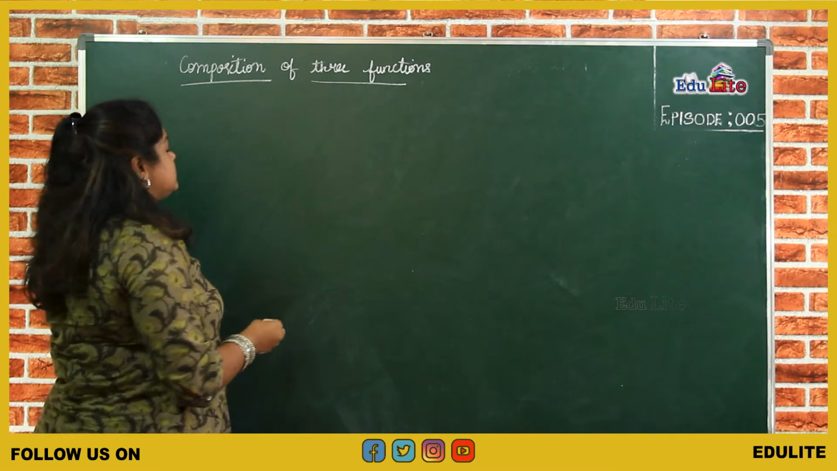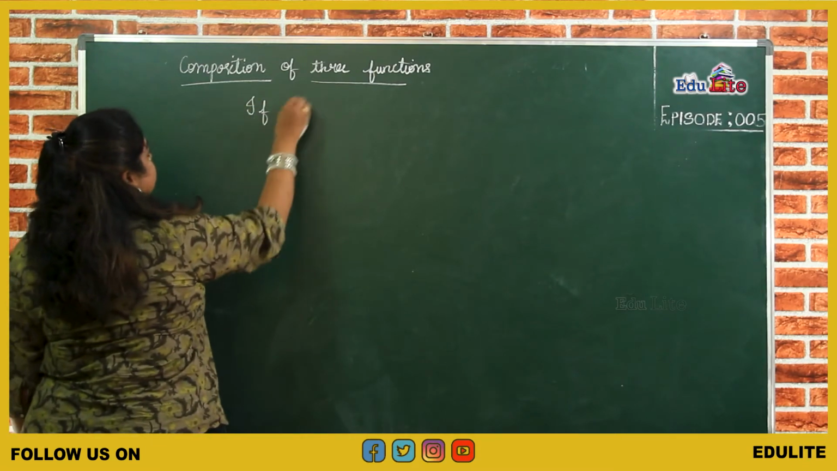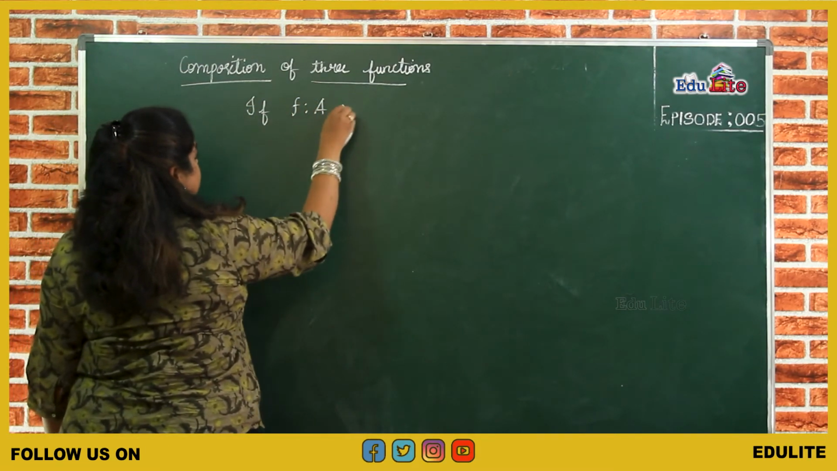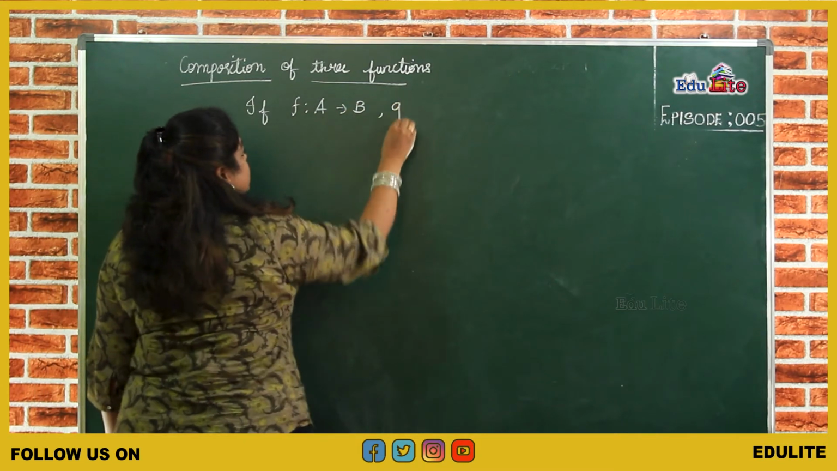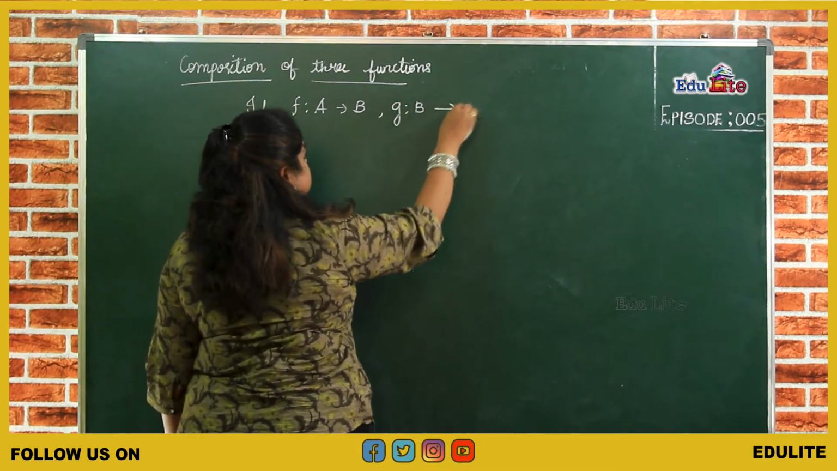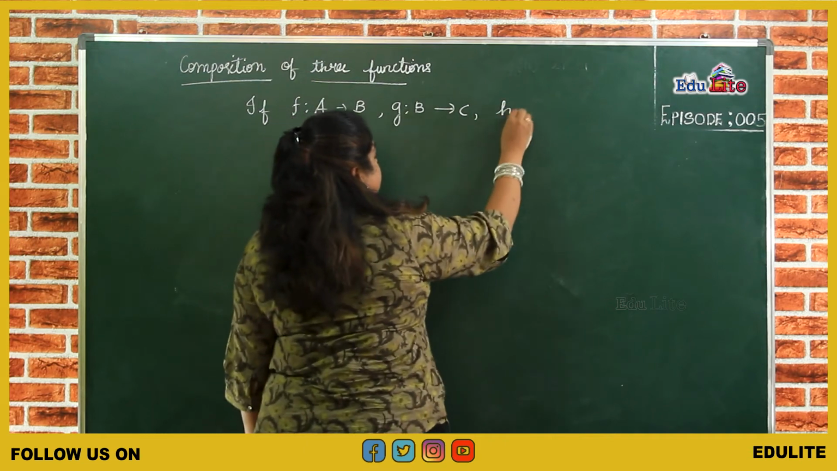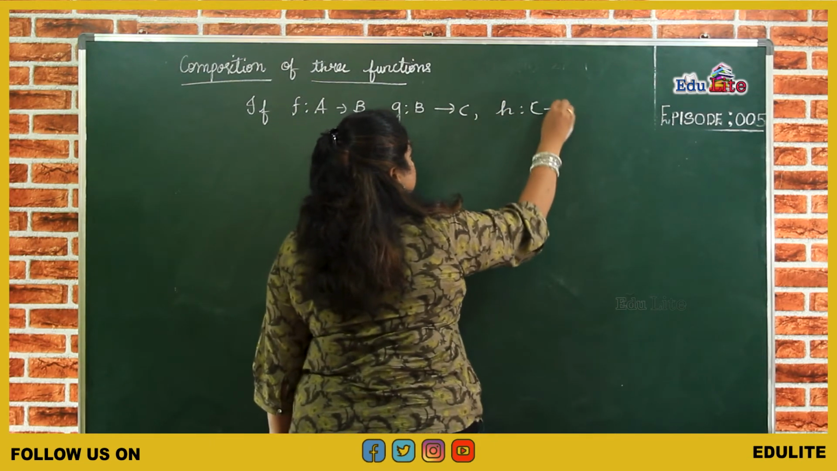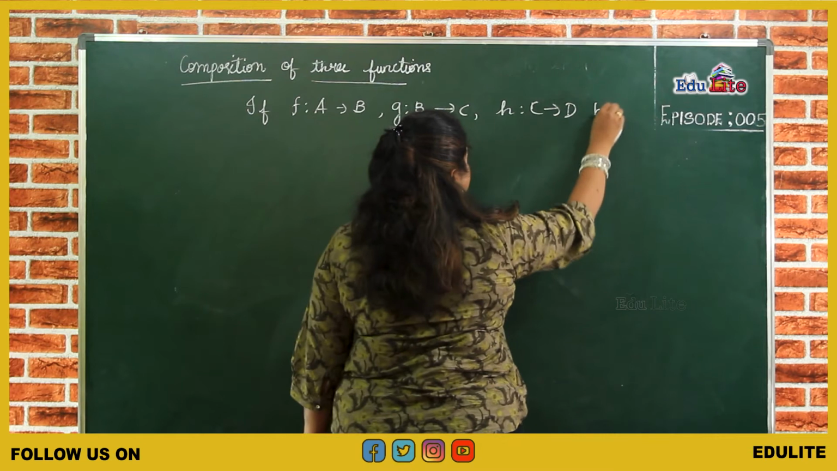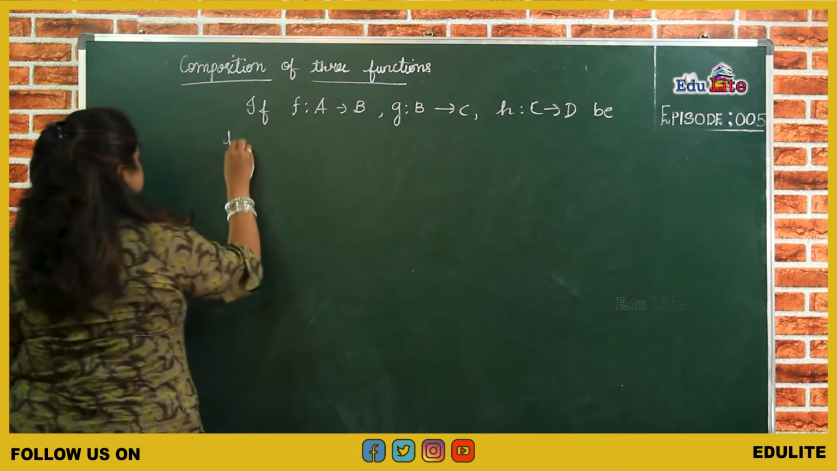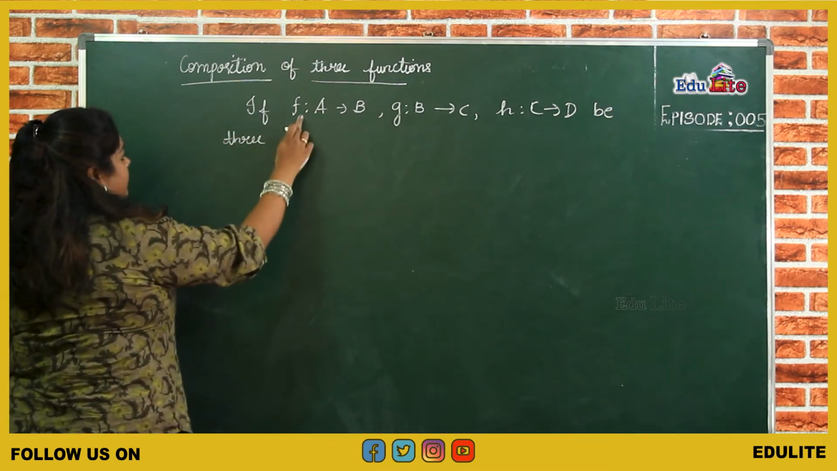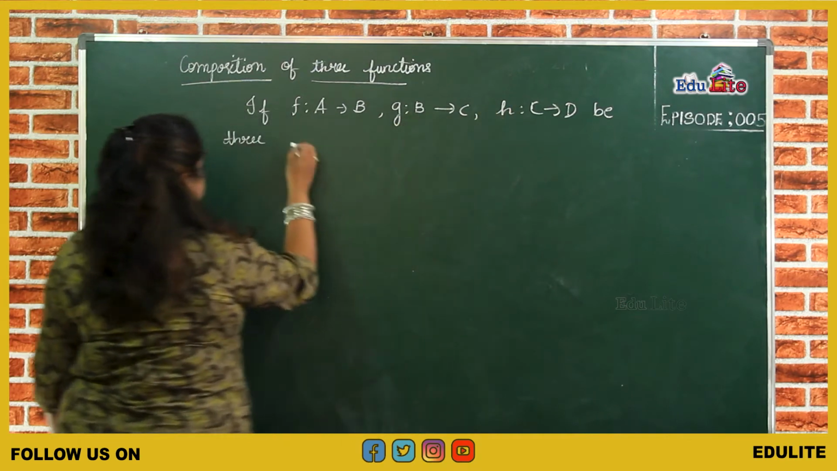Composition of three functions is defined as: if f is a mapping from A to B, g is a mapping from B to C, and h is a mapping from C to D, there are three functions. What are the three functions? f, g and h.